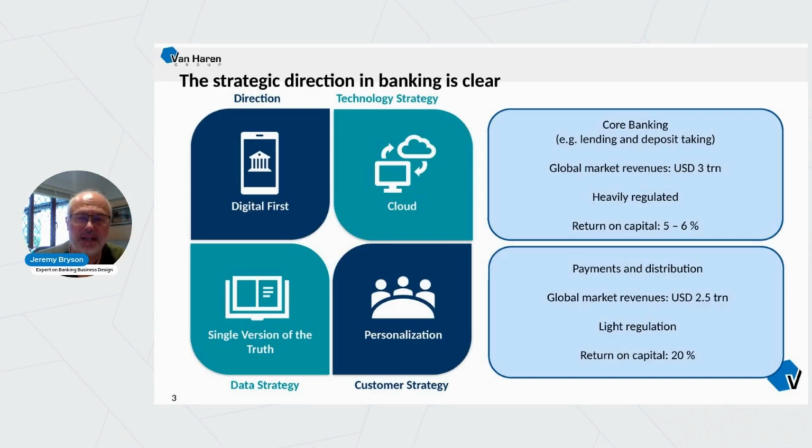Now, if we look at banking at its very highest level, there are fundamentally two sectors. One is around core lending and deposit taking, and one is around payments and distribution. They're about the same size in terms of revenue, but as you can see here on the right of the screen, one is significantly easier to deal with. One is getting a higher return on capital and is less regulated. So that's why we see Google Pay, Apple Pay, that type of thing, and why we don't see Apple Bank, because they're all piling into the payment side of the business at the moment.